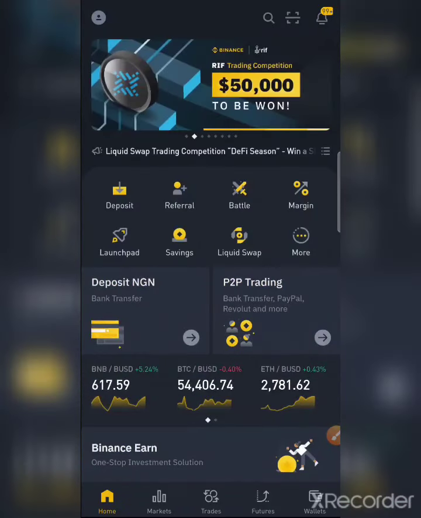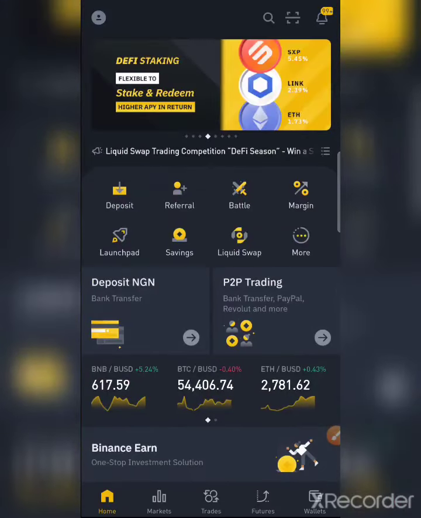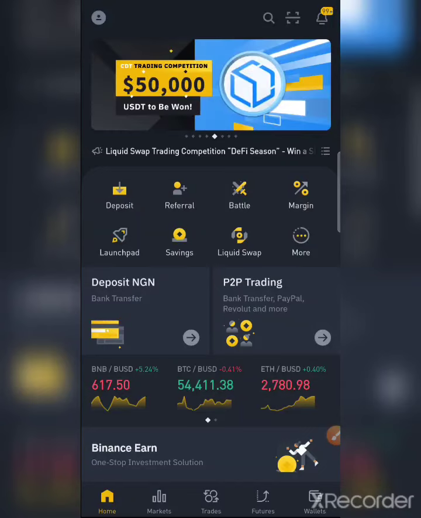I want to use this very clip to navigate you guys on how to buy and sell on the Binance spot trading platform.